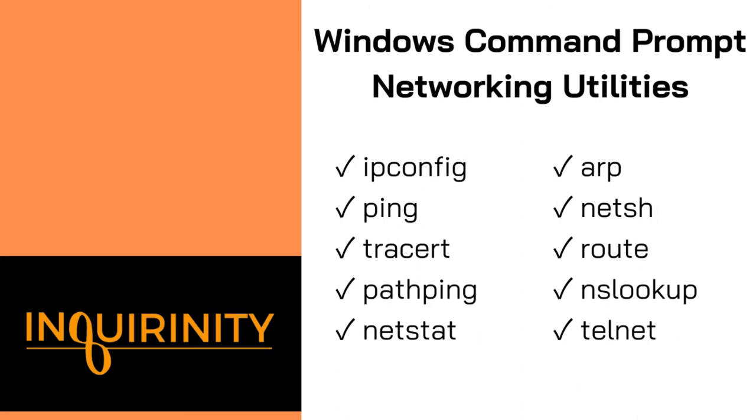So in this video, Windows command prompt networking utilities, we went through the valuable, helpful, built-in Windows command prompt utilities such as ipconfig, ping, traceroute, pathping, netstat, arp, NETSH, route, nslookup, and telnet. I hope you will make use of these available utilities on your next network monitoring or network troubleshooting or network checking.